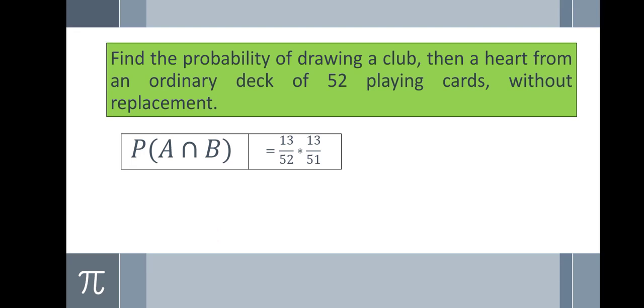13 over 51 is the probability of drawing a heart. Since we have 13 hearts out of 52 cards, and since we have no replacement here, on the first event we get 1 card. So for the probability of the second event, we will have 1 minus, on the total sample space. So instead of over 52, we will now have over 51. So 13 over 52 times 13 over 51. Then simplify. 13 over 52 is the same as 1/4, and multiply. 1 times 13 is 13. 4 times 51 is 204. We cannot simplify this further.